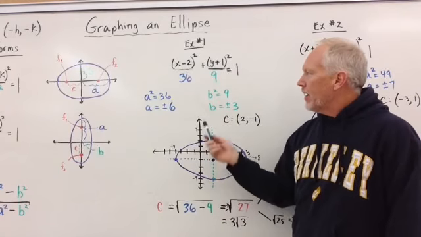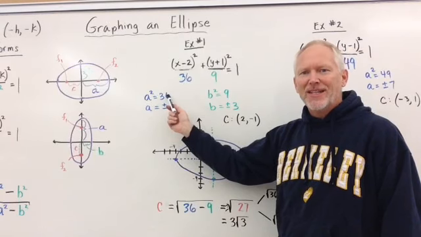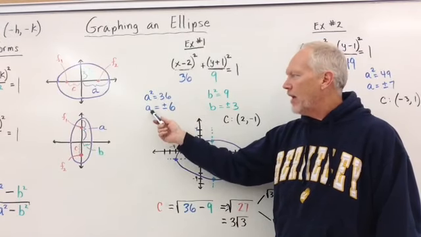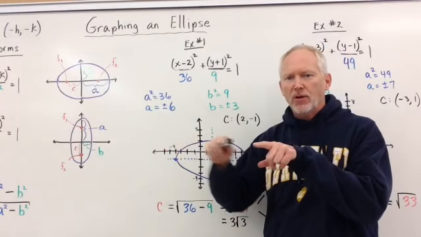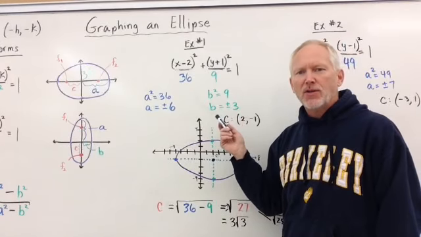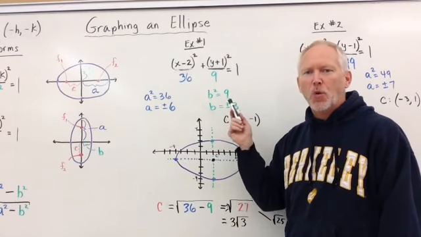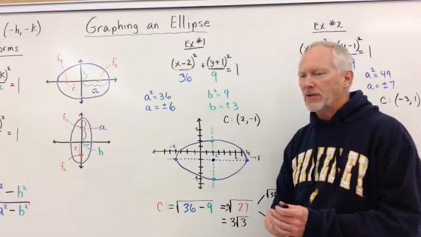So now, again, we take a squared, and that's 36. So what is the distance from the center that I'm actually going? How many units? I am going a is equal to plus or minus 6. So I'm going to go out 6 units. B squared is 9, so the value of b is plus or minus 3. Again, we take the square root of those values, and we'll go out those appropriate places.